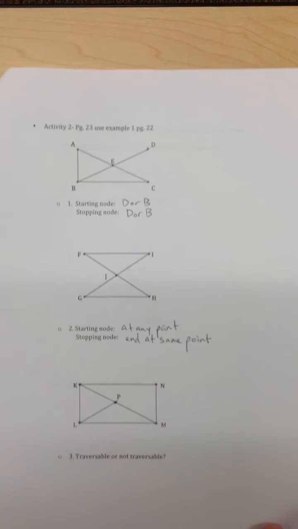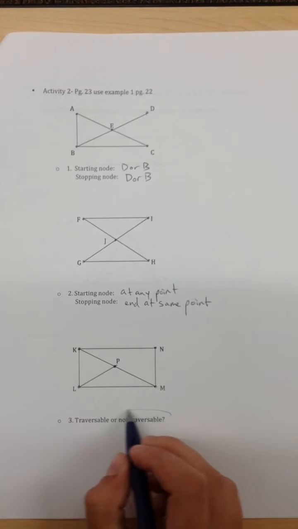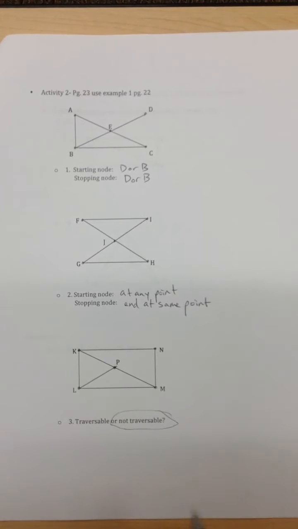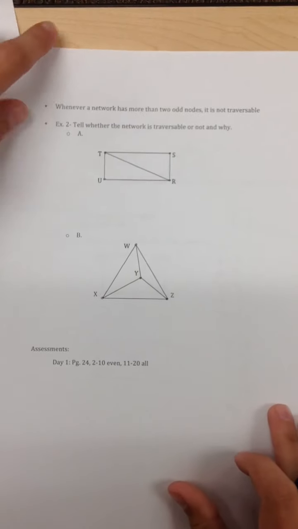Okay, now for the last one here, they want to know if this is traversable or not. Out of all the different options that you try, this would end up being not traversable. There's no way to go around this shape to hit all of the arcs without picking up your pencil and without crossing over anything twice. So this one is not traversable. Okay, on to the next thing.